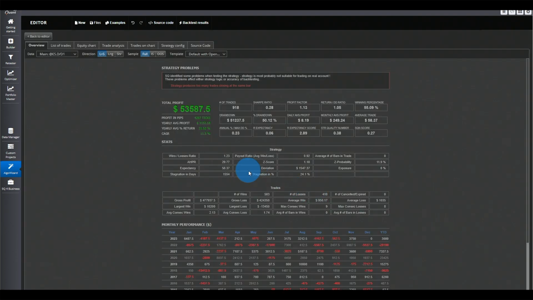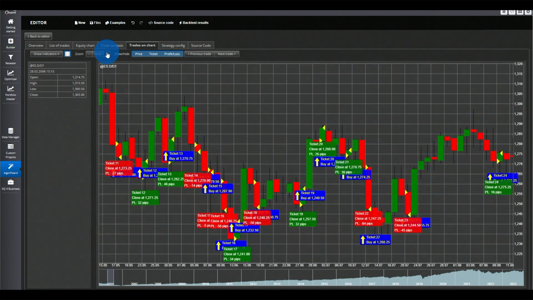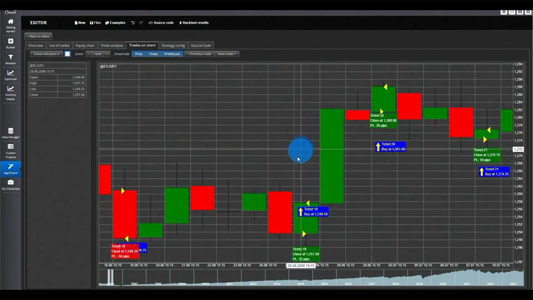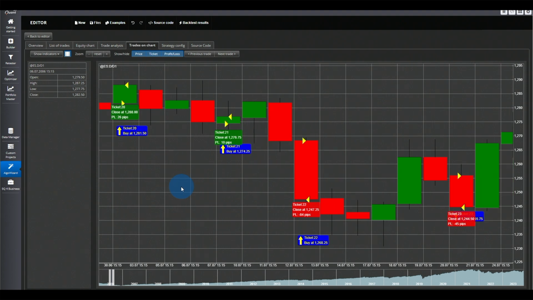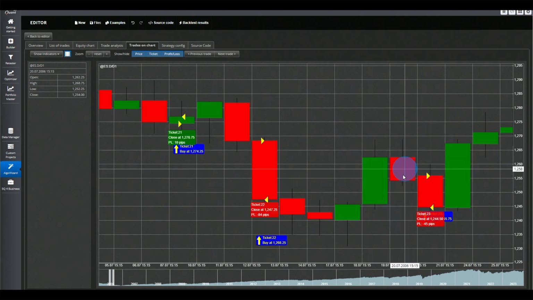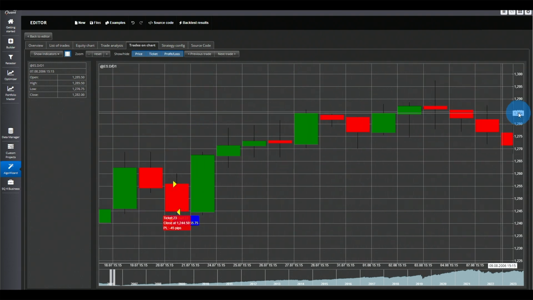And here is what it looks like. And let's see trades on chart. Zoom in. So this is what's happening. When the close is in the bottom third, we buy the next day and we exit the same day. Again, bottom third, we do it. Bottom third, we do it. And same thing here. Bottom third, we buy, we exit at a loss. And same thing here, we exit at a loss, and so on and so forth.